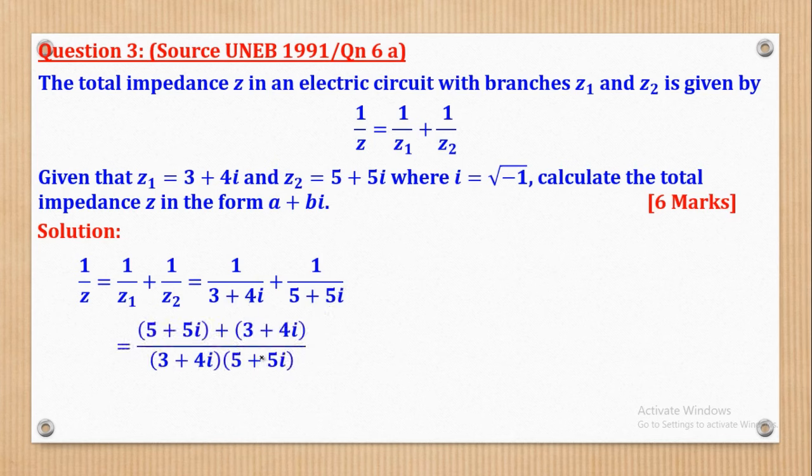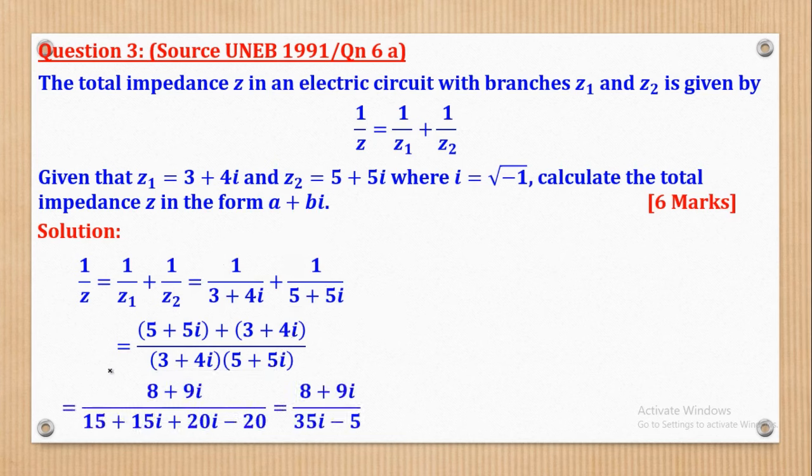Then from there we shall get the LCM. So the LCM of this and this will be the product of the two, which is this. Then from there we shall say the whole of this product divided by this. We realize that 3 plus 4i cancels, remaining with 5 plus 5i, and 5 plus 5i times 1 gives you 5 plus 5i. Then similarly, when I divide this by this, this cancels, remaining with only this. So this times 1 gives you 3 plus 4i.